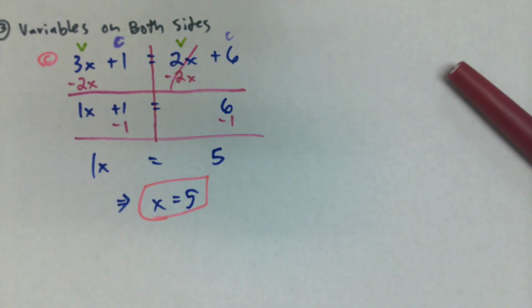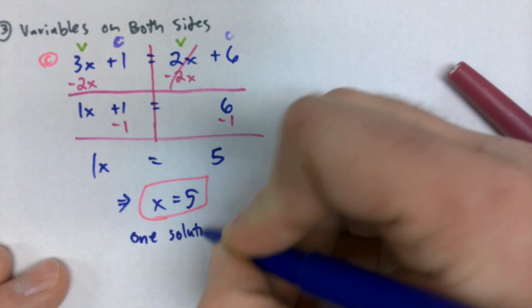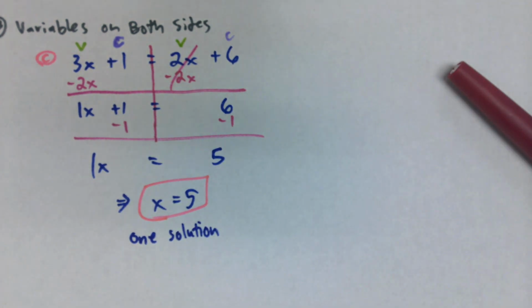How many solutions does this equation have? Just one, right? We've got letter equals number. Yeah, Noah? Yep. Letter equals number, one solution.